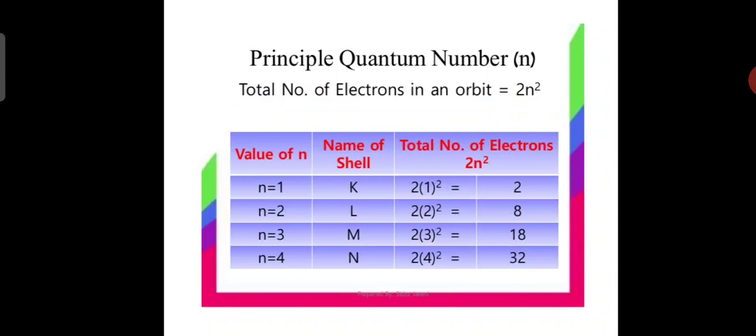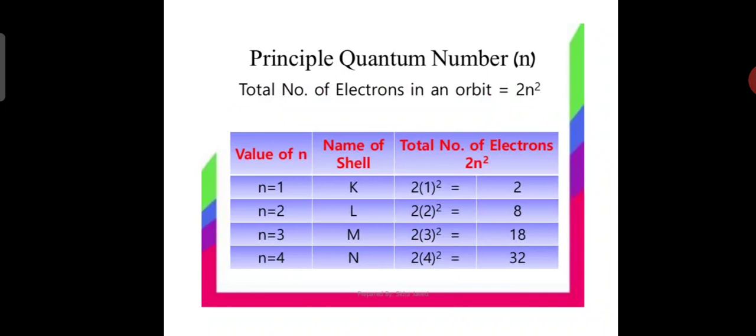For the second energy level, we need to substitute 2, no? So 2 squared is 4, times 2, that is equal to 8. So the maximum number of electrons in the second energy level is 8.